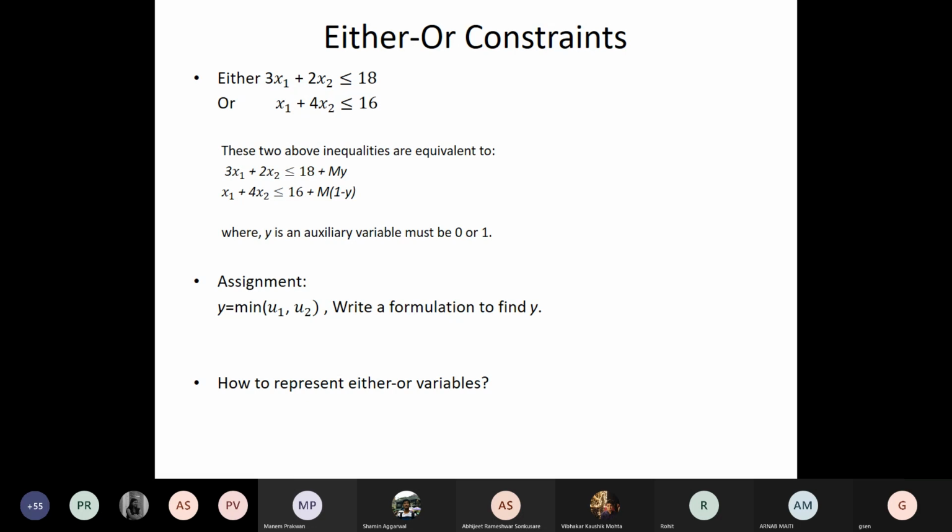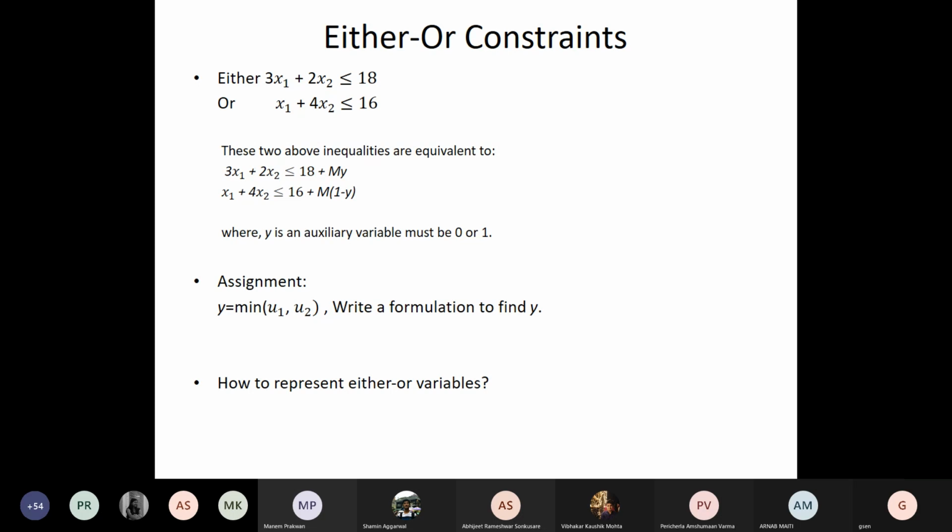Now how to handle it? In the simplex method we have simultaneous systems of equations, which you transfer to a table or matrix form and then solve. It's very easy if you have simultaneous constraints. But if you have either-or, then this is not a simultaneous system of equations, and you cannot convert it to one. So how to handle it? You have to make it simultaneous, and there is a trick to do that.